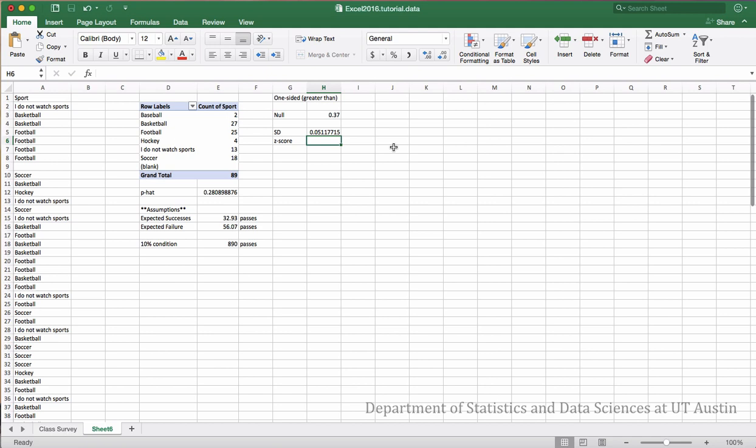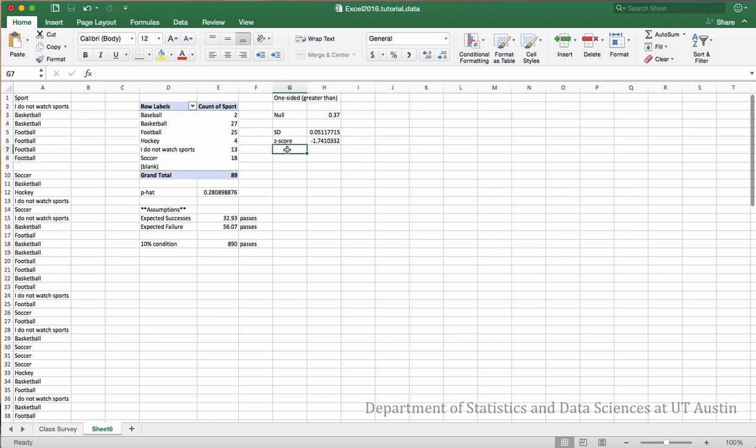When we calculate a z-score, we have our observed value, so equals, I'm going to open up a parentheses. We have our observed value, which is our p-hat, minus our claim, which is the 0.37. Then I'm going to divide it by the standard deviation. So now our z-score is a negative 1.74. Basically what that says is our p-hat is 1.74 standard deviations below our claim of 0.37.